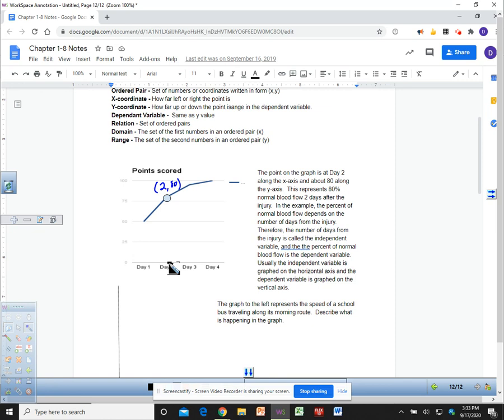So let's say I was going to school. I could control how fast I was driving to school. I could go 40 miles an hour. I could go 60 miles an hour. What I can't control if I do that is how long it's going to take me. My speed is my independent variable. I can control my speed. I can't control how long it takes me or if people are going to get upset about it.